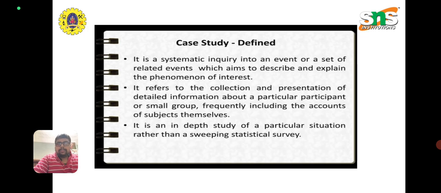A case study is a systematic inquiry into an event or a set of related events which aims to describe and explain a phenomenon of interest. It refers to the collection and presentation of detailed information about a particular participant or small group, frequently including accounts of the subjects themselves. It is an in-depth study of a particular situation rather than a sweeping statistical survey.